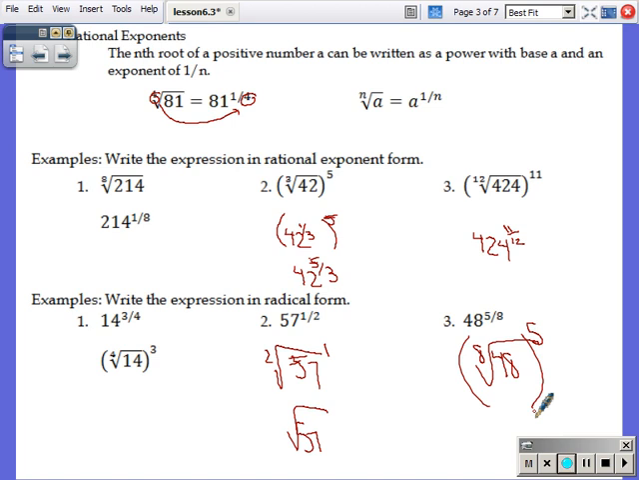It asks me to write the expression in rational exponent form. I should see an exponent. Rational exponent means a fractional exponent. Write the expression in radical form. My final answer better have a radical in it. It doesn't ask me to evaluate, just asks me to rewrite those.